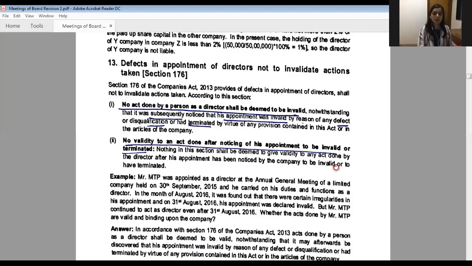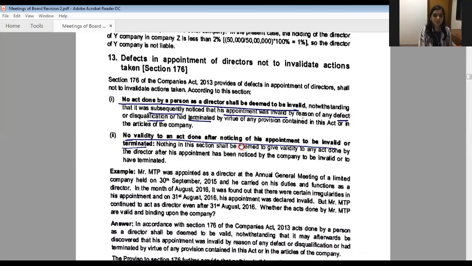Till now, we covered sections related to meetings of board, that is section 173, 174 and 175. Now we shall see the sections related to powers of board. The next section is section 176.